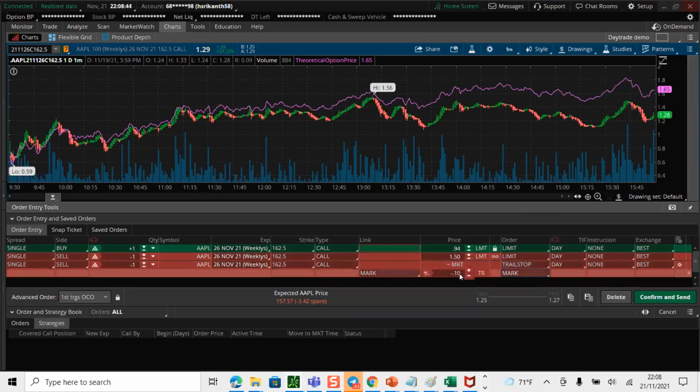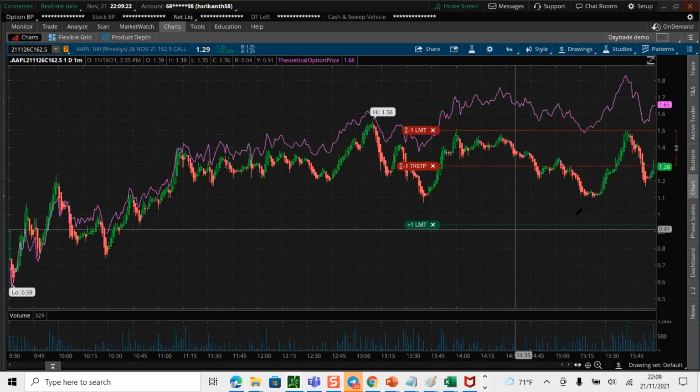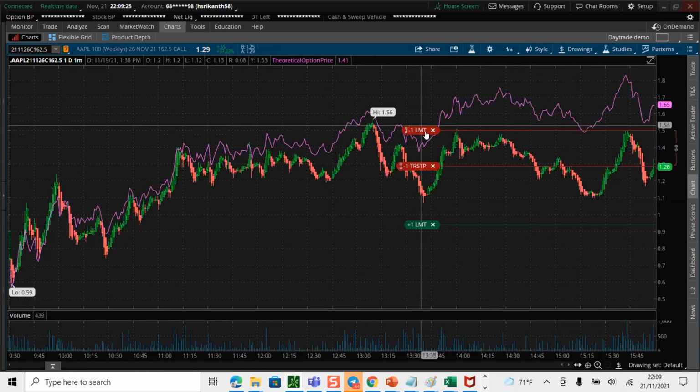So the moment it drops less than, let's say, 15. So this option, I am trying to buy the option premium at 94 cents, but I set up a sell limit order for $1.50, and at the same time I set up my trailing stop to lose only 15 cents. The moment the option premium drops less than 15 cents, I am just staying out of it. All right, it's set. I'll show one more time.